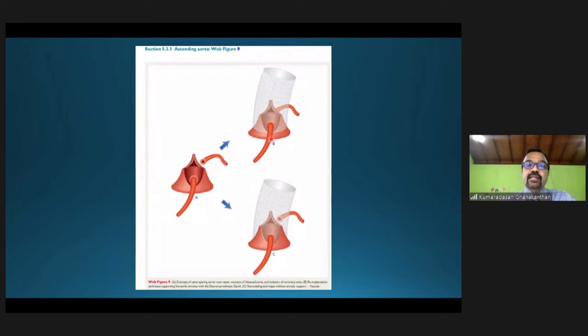Here you can see it. This is a David's procedure, and this is Magdi Jacob's procedure, where valves are resuspended inside the conduit. In David's procedure, we re-implant it, and in the Jacob's procedure, we resuspend them.